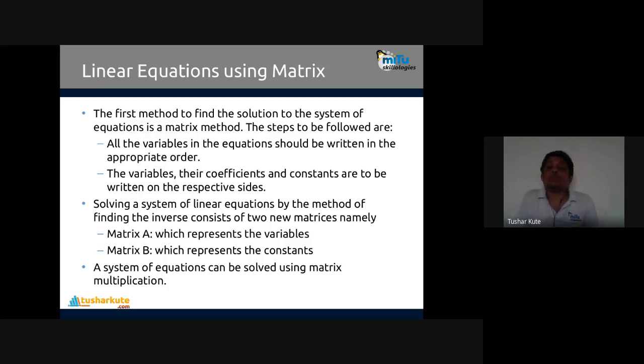Now, solving a system of linear equations by the method of finding the inverse consists of 2 different matrices, namely matrix A, which represents the variables, and matrix B, which represents the constants over here. Fine. Okay. So the system of equations can be solved using matrix multiplication, and using this matrix multiplication we can solve a few of the linear equations here. Let's see this particular method.